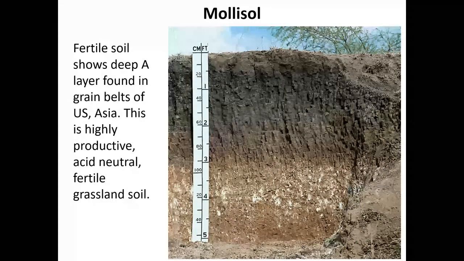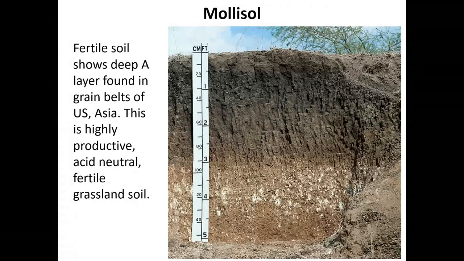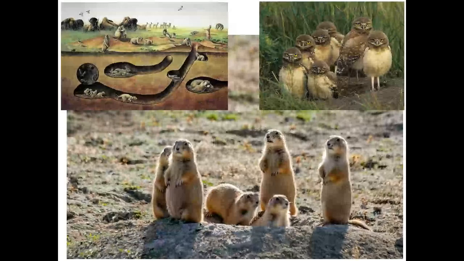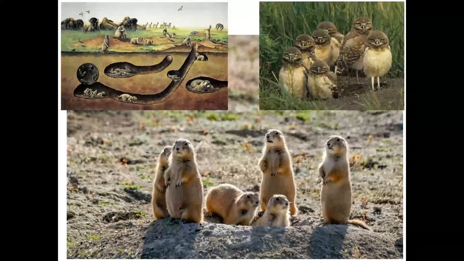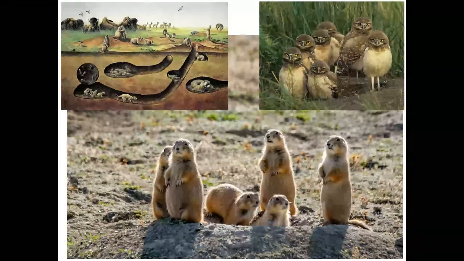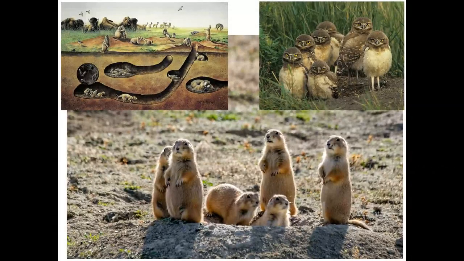Mollisols are soils that are rich in decomposing matter and found in grasslands like in Nebraska or Kansas. They have dark soil on top because of decomposing grass that's decomposed over centuries. So parts of the US and Asia have this. And it also has a lot of burrowing animals that live in it. I just like prairie dogs and burrowing owls. I just wanted to incorporate them into this presentation in some capacity.